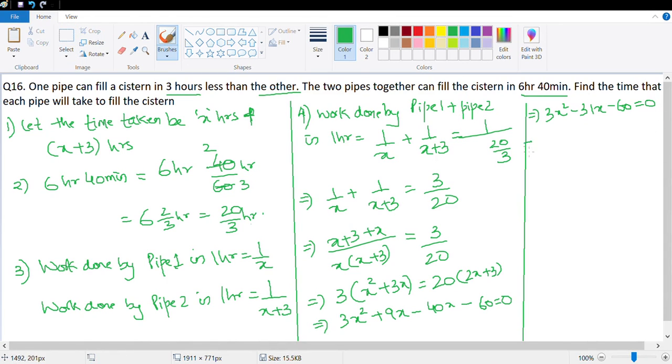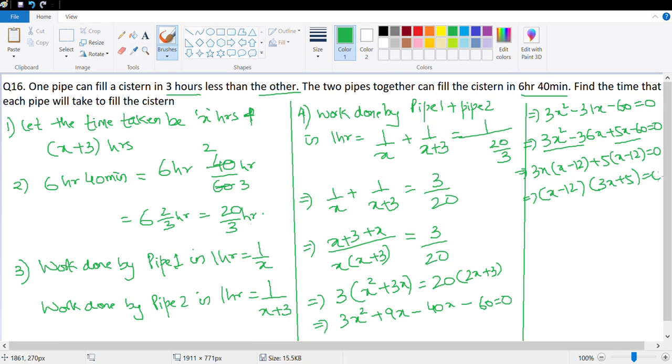So I would break up 31 as 3x square minus 36x plus 5x minus 60 is equal to 0. Grouping it the way I have underlined, 3x times (x minus 12) plus 5 times (x minus 12) is equal to 0, which means (x minus 12) times (3x plus 5) is equal to 0, which means x is equal to 12 or x is equal to negative 5 upon 3.